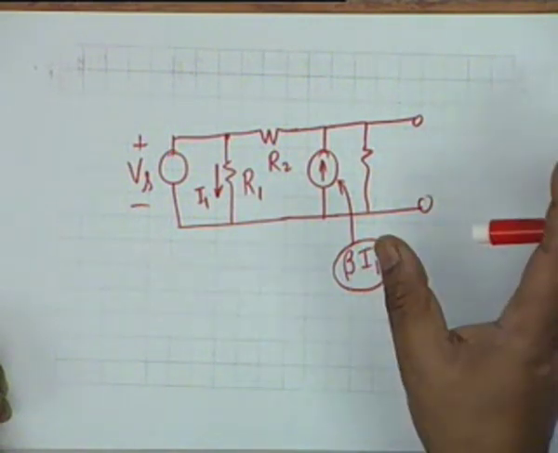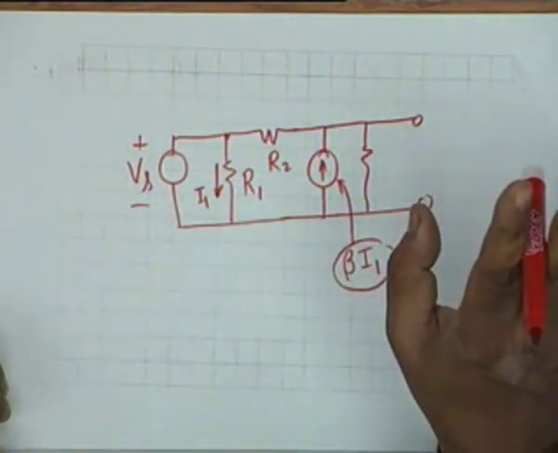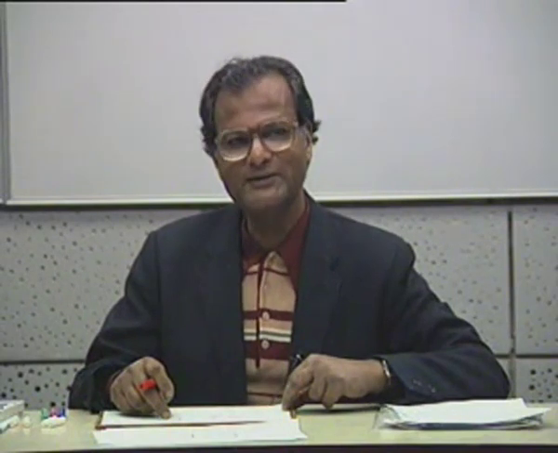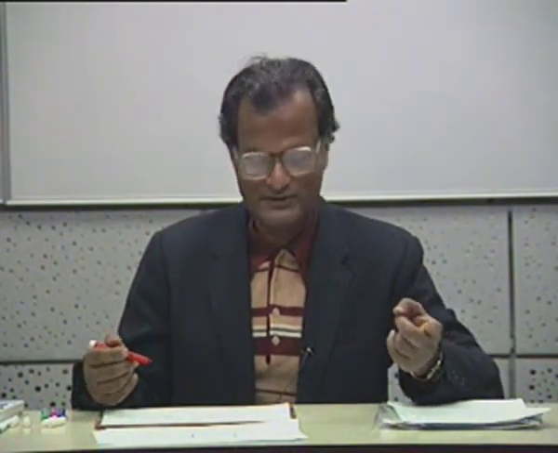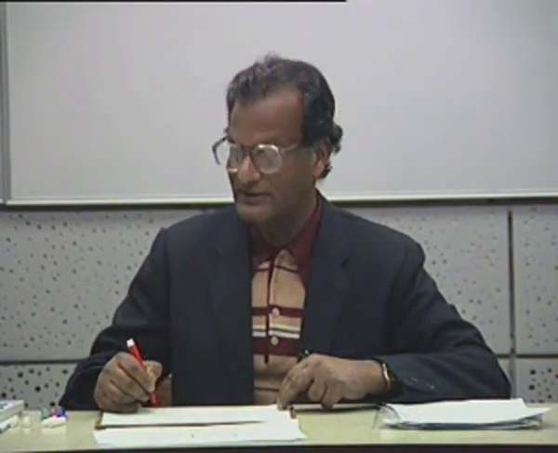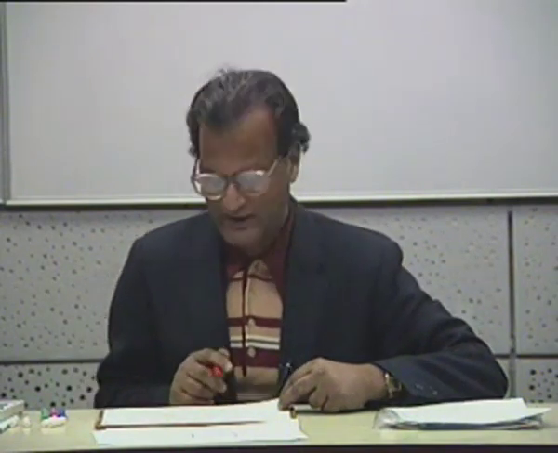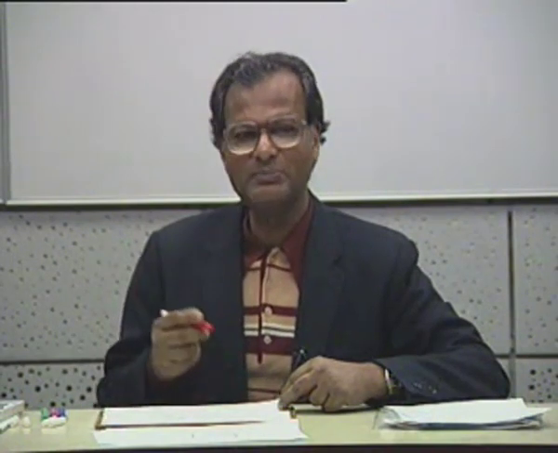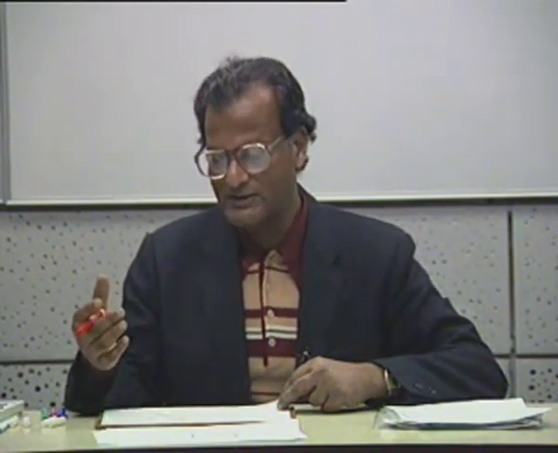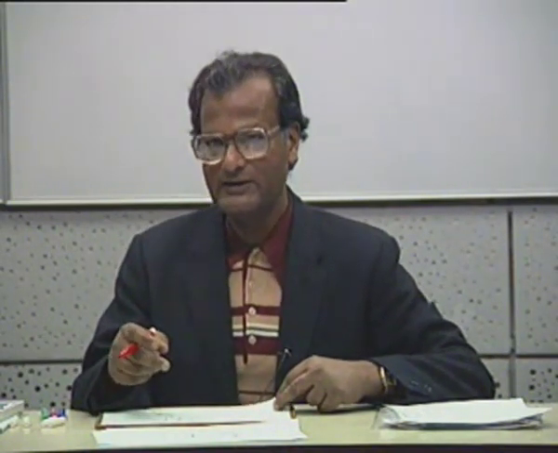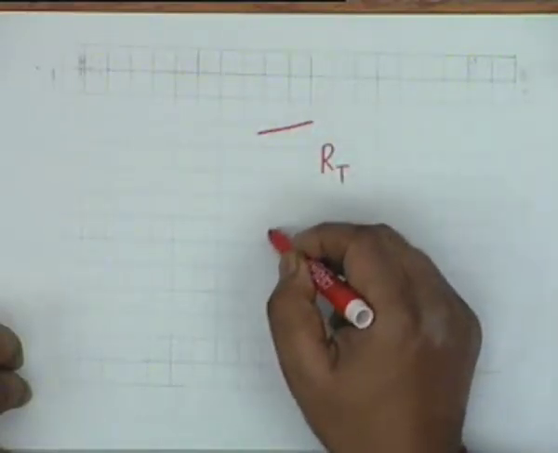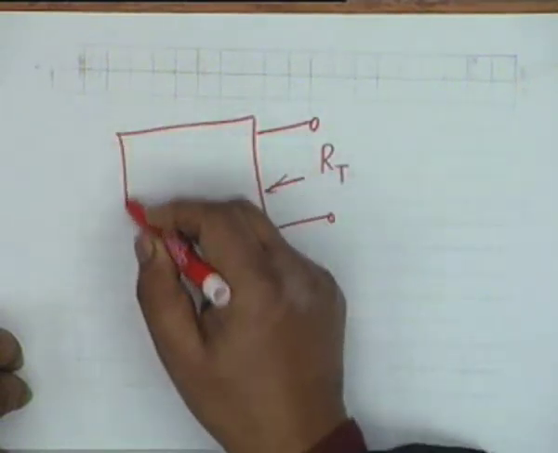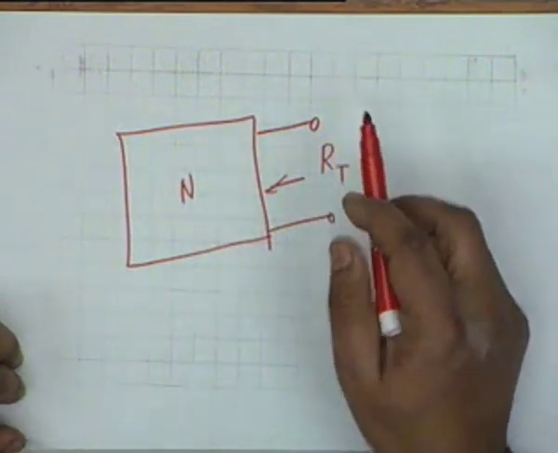An independent source generates a voltage or current irrespective of what happens to the rest of the world. A dependent source is not as free as this. Its current or voltage depends on some other current or voltage. It is not necessary that a current source should depend on another current. It could depend on another voltage. As you can see here, I can write I1 as Vs by R1, and therefore I could write this as gamma Vs, where gamma is beta by R1. And therefore, this current source could depend on either a voltage or a current. Similarly, a dependent voltage source could depend on either a voltage or a current. And the important point is that in finding RT, the Thevenin equivalent resistance, as I said, it is the resistance looking back into N, the network which you are trying to replace, with the following modifications.